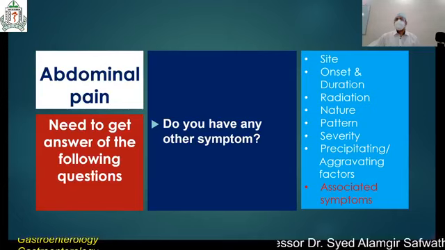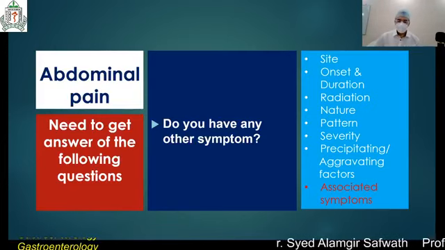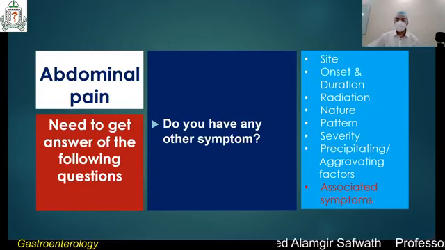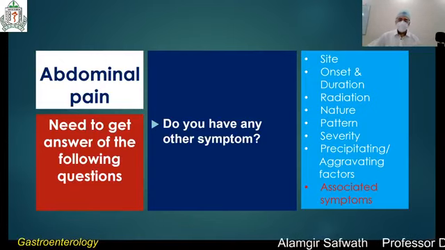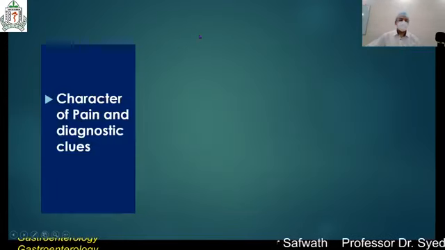Some patients may say, sir, I have blood mixed with vomitus. Or some may say, I have melena. In those cases, you have to think about bleeding peptic ulcer disease, and it is also a duty to exclude malignancy. So associated symptoms are very important.